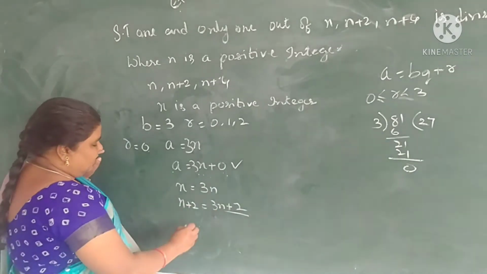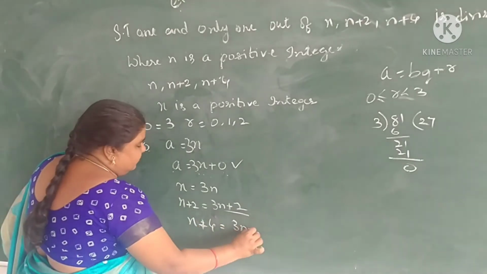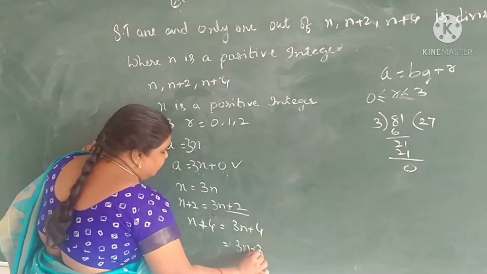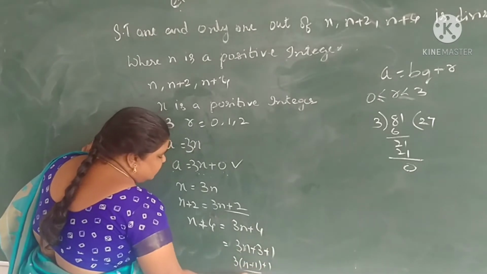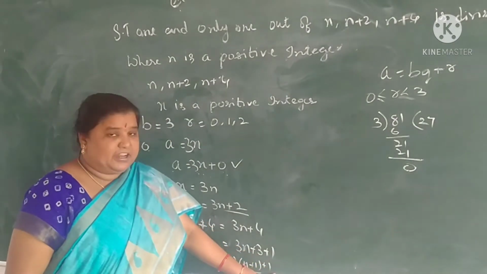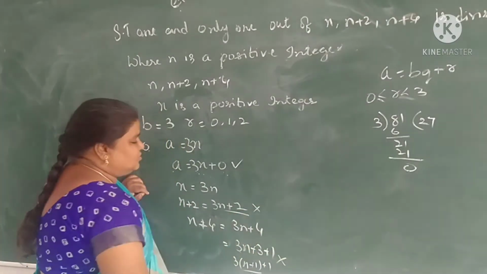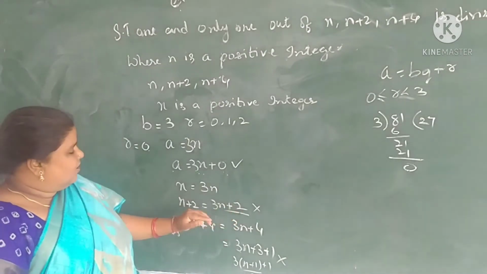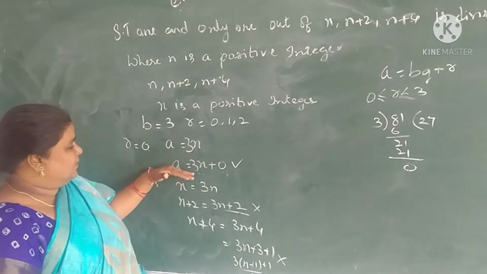Next, we have to add 4 here also, so 3n plus 4. We can write this as 3n plus 3 plus 1, so taking 3 common, 3(n plus 1) plus 1. If you consider n plus 1 as some a, it is 3a plus 1, which means the remainder is also 1. So it is also not divisible by 3. Here the remainder we are getting is 2, so it is not divisible either. But whenever we get the remainder 0, it is divisible by 3.